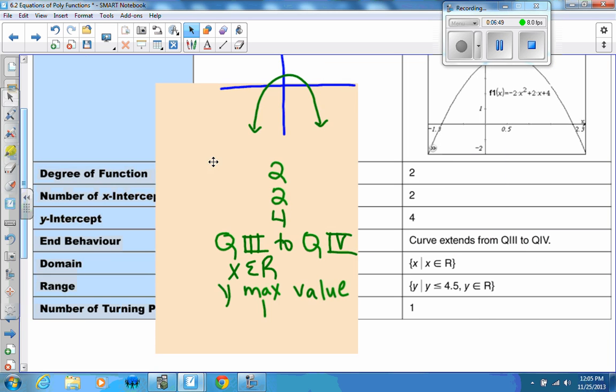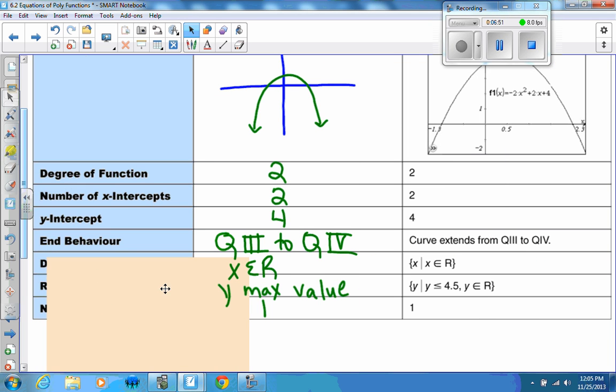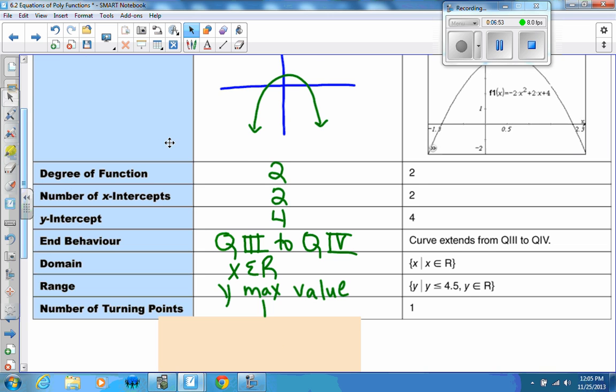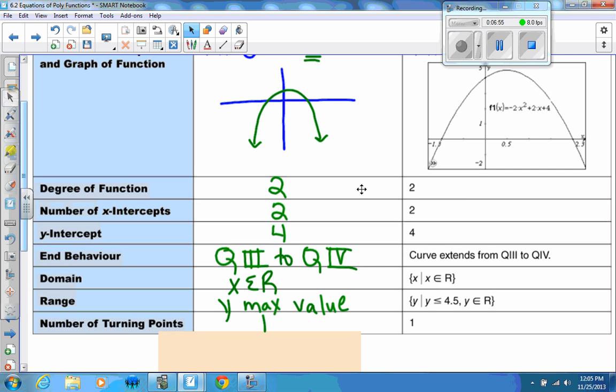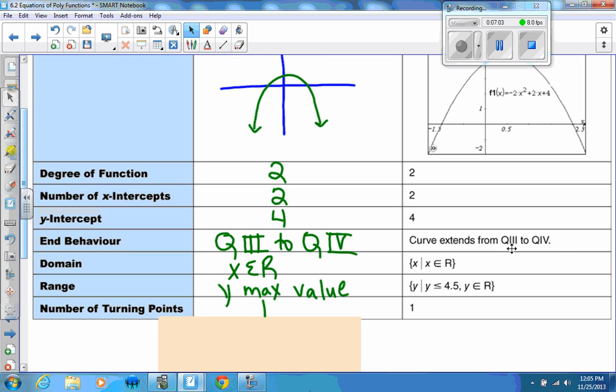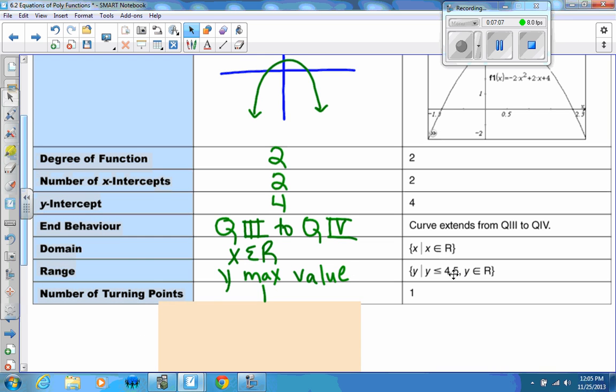Okay, so they actually graphed it on a graphing calculator, which you can do, which we'll talk about in the next section. So you have a degree 2 function, 2 x-intercepts, 4 is y. So quadrant 3 to quadrant 4, x is an element of the reals. They actually graphed it, so y is less than or equal to your maximum value. That's what I should have put here, less than or equal to your max value. And 1 for the number of turning points.